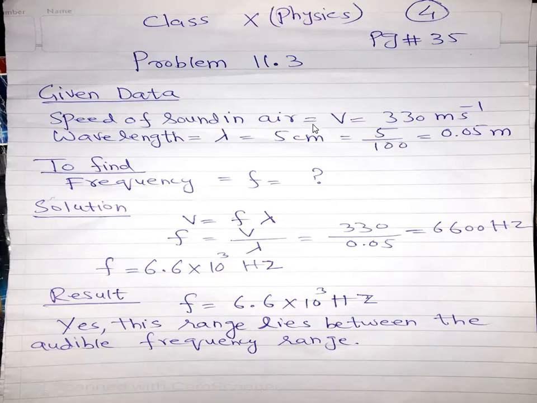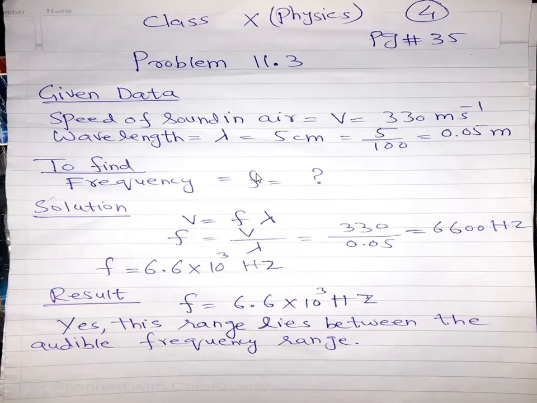I need to convert this into meters because the SI unit of length is meter. Lambda is the wavelength, so its SI unit is meter. I will convert centi into 1/100, so I divide 5 by 100, which gives 0.05 meter. It has been converted into meters. The SI unit of wavelength is meter, so that's why I converted centimeters into meters.